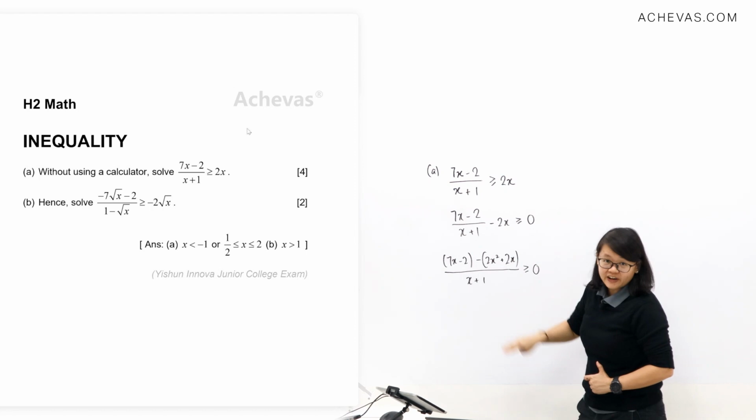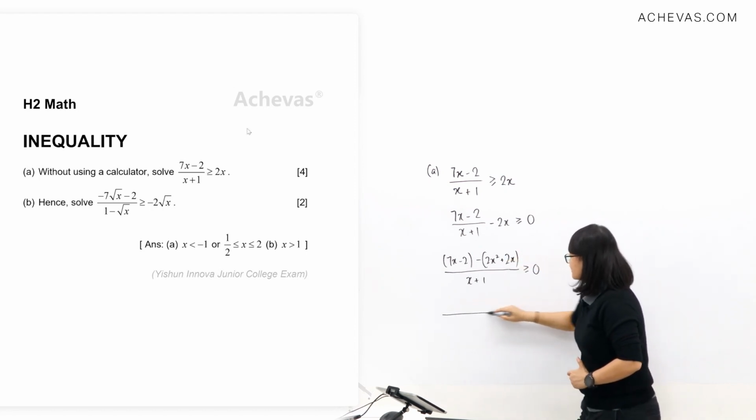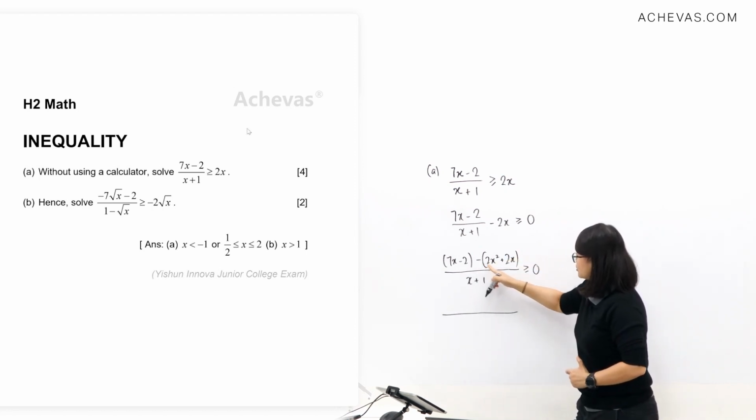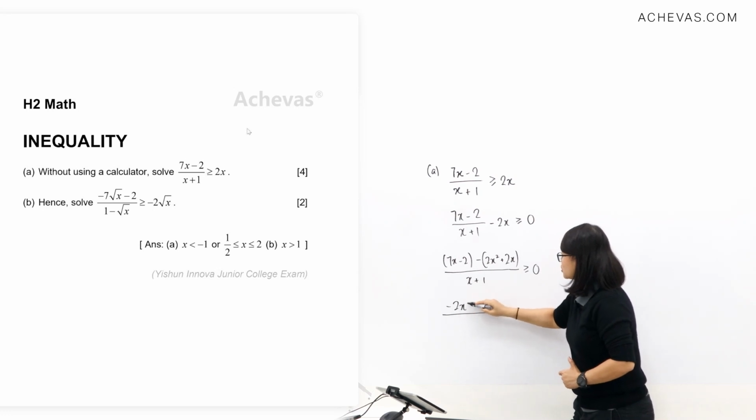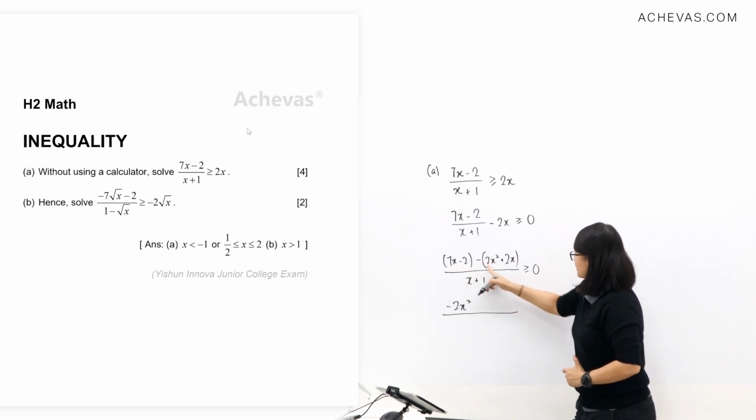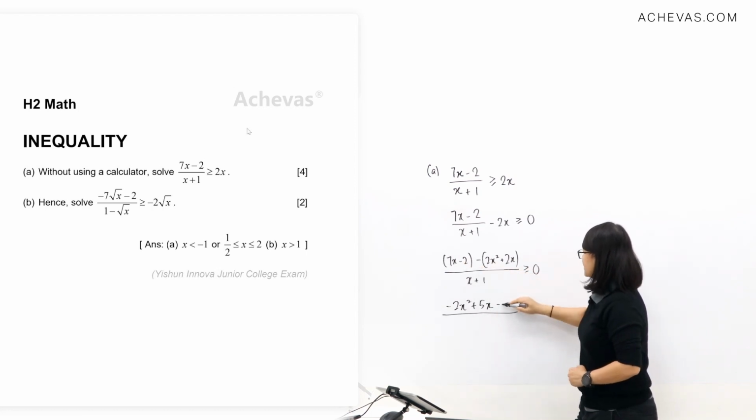Let me now simplify the numerator. I'm going to write the x squared term first, okay? So I'll be getting a negative 2x squared, followed by 7x minus 2x, that's a positive 5x. And constant will be negative 2.